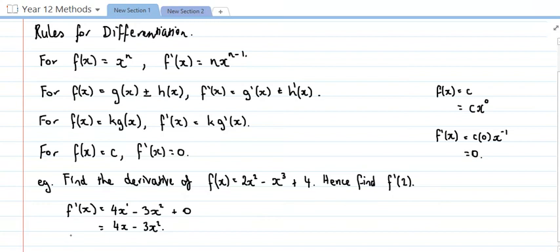Okay, the last part of that question is to find f dash 2. So f dash 2 is equal to 4 times 2. We're subbing in 2 wherever we see the letter x, minus 3 times 2 squared. So that's going to be 8 minus 12, which is negative 4. What this means is that the gradient of this equation at x equals 2 is negative 4, which is quite nice.